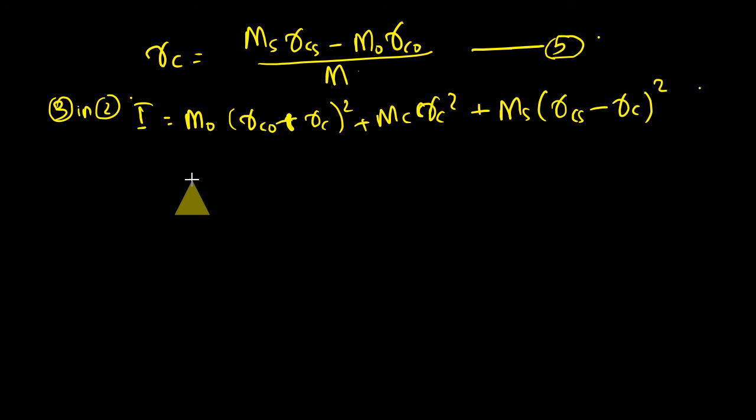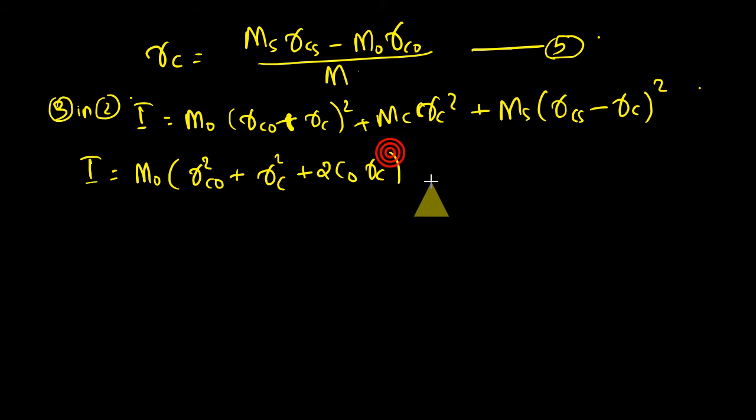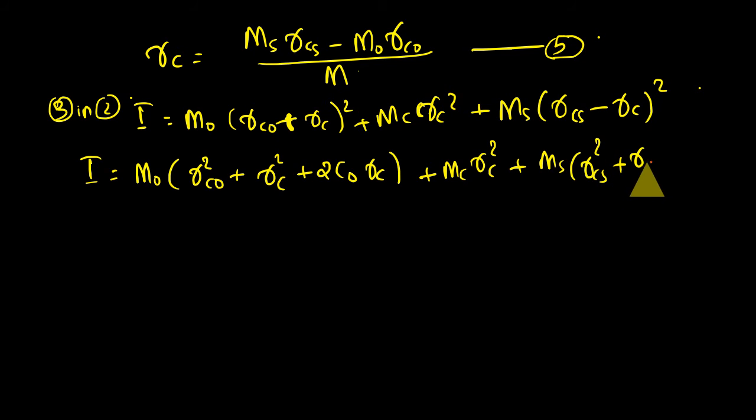Okay, so we can expand this one. Therefore I is equal to MO into RCO plus RC the whole square, that is RCO square plus RC square plus 2 RCO RC, plus MC RC square plus MS into RCS square plus RC square minus 2 RCS RC. Okay, so that is the equation for the moment of inertia.